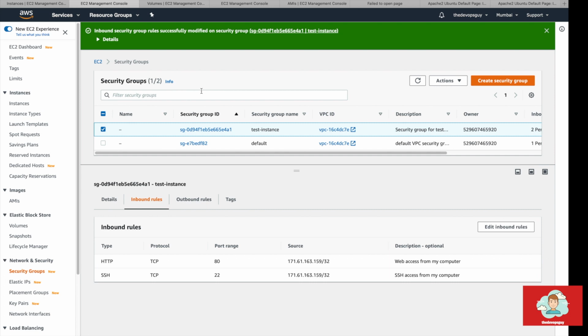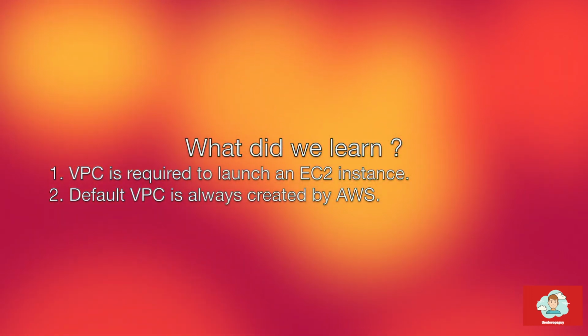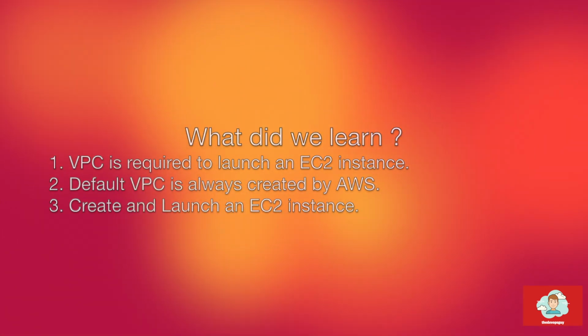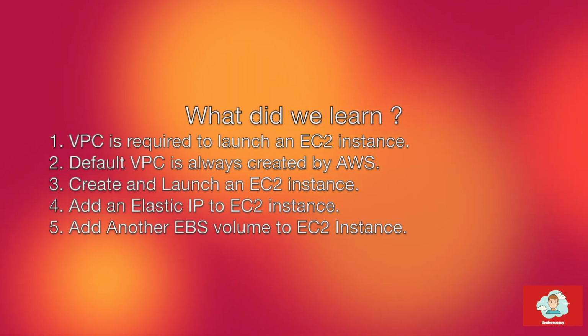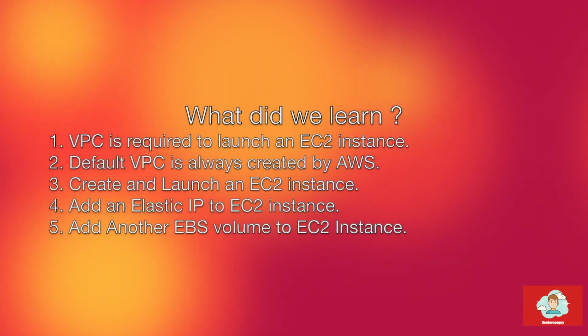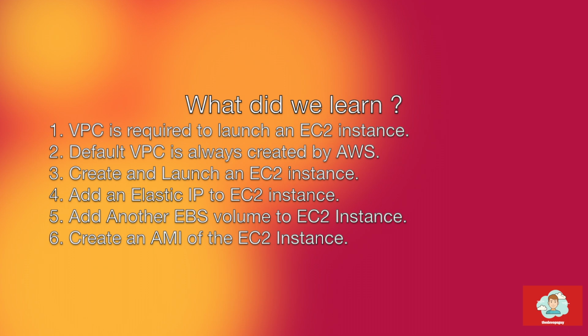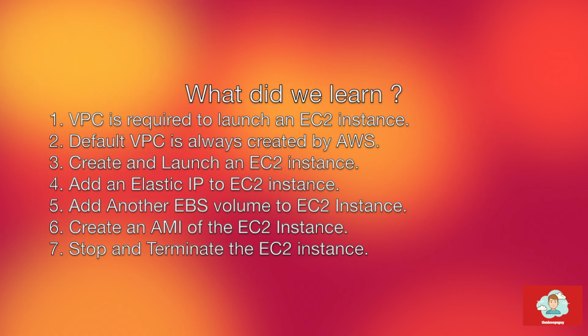This completes our session on AWS EC2. So guys, what did we learn from this session? We learned that a VPC is required to launch an EC2 instance and that the default VPC is created by Amazon. We also created and launched an EC2 instance. We also added an Elastic IP to the instance created, which persisted through reboots and stop-start of the instance. We then added another EBS volume to our EC2 instance. And we created a snapshot of the EC2 instance, which is also called the AMI. And finally, we stopped and terminated our EC2 instance.